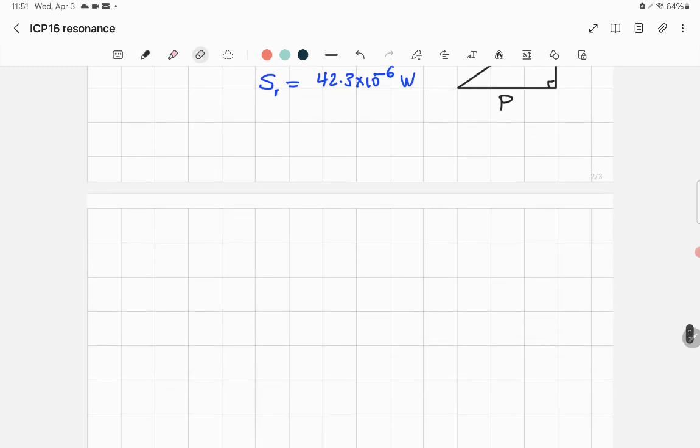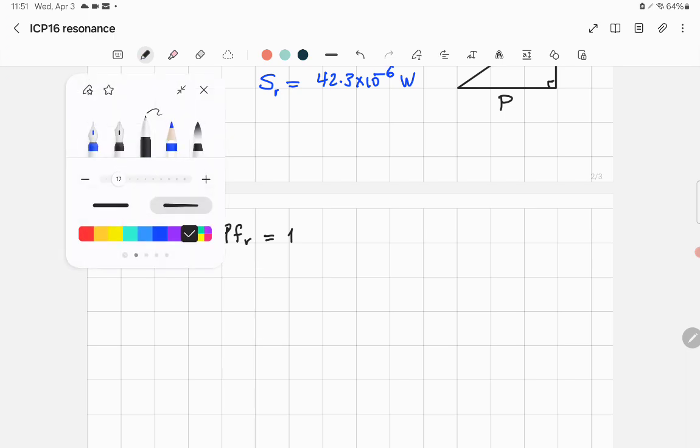Let's get part F. Let's say that we need to calculate the power factor at resonance. Well, since the circuit is resistive and there is no reactive power, all power is real, so you have P equal to S, so the power factor would be equal to 1. So it's equal to unity power factor. We know that for a resistive circuit. Excellent. So at resonance, the circuit has unity power factor.